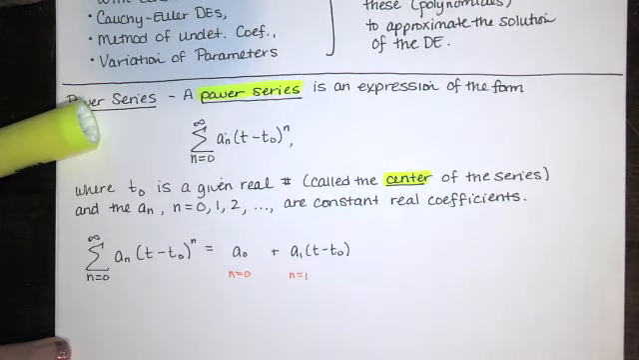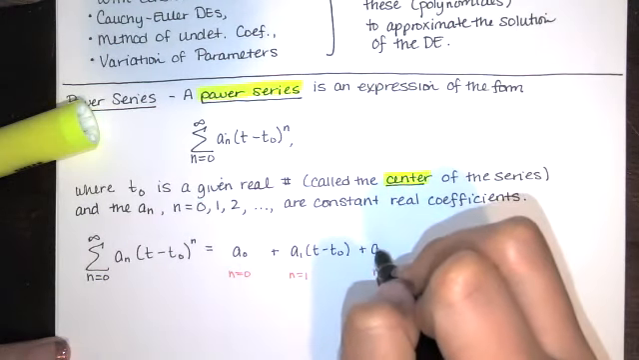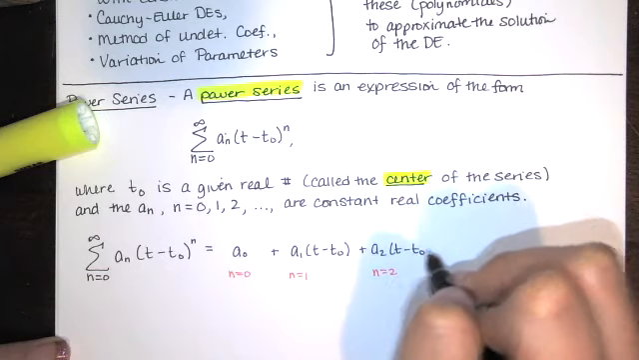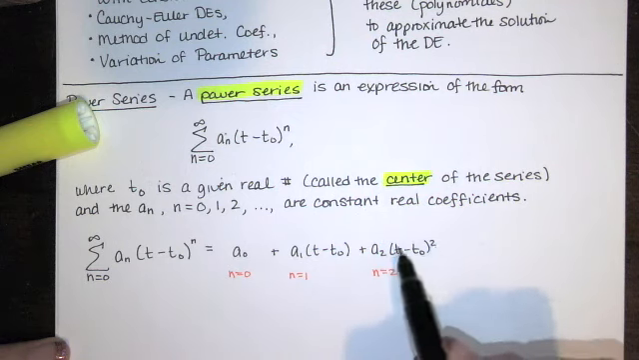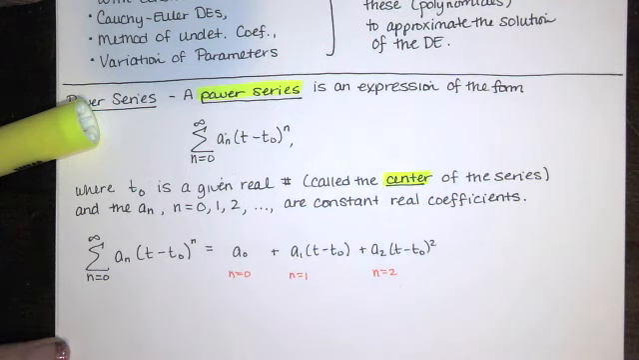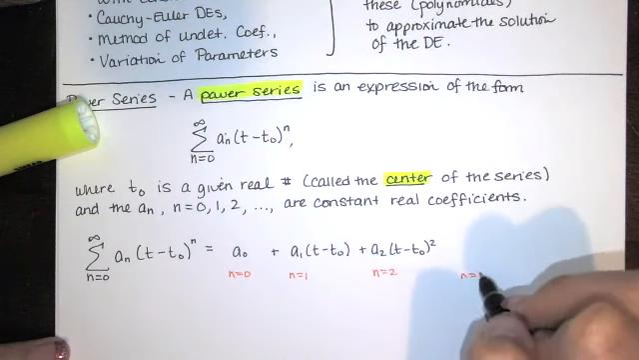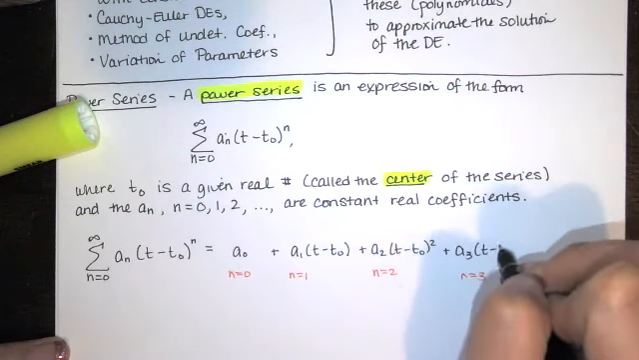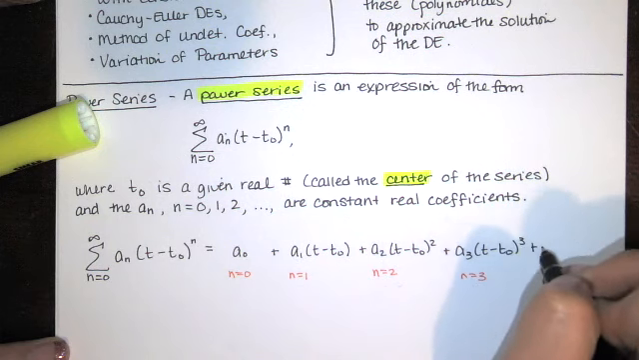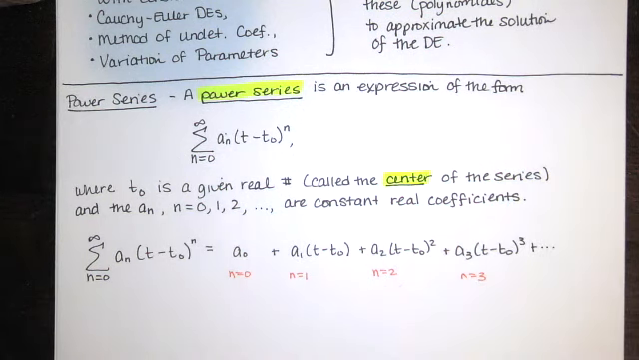When n equals 2, you'll have a sub 2 times t minus t naught squared. Hope you see the pattern. This subscript keeps increasing, and the power of t minus t naught is the same as the subscript. So in n equals 3, a sub 3, and we'll be multiplying by t minus t naught cubed. And you just keep going forever.